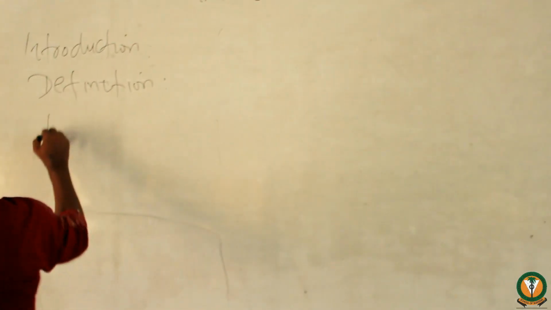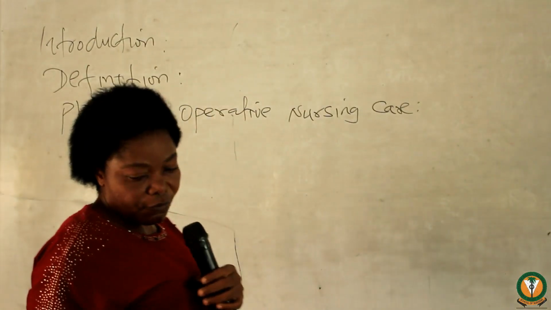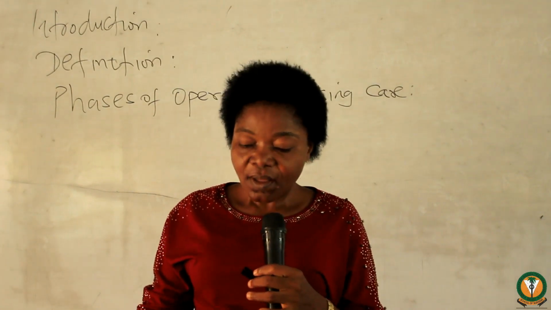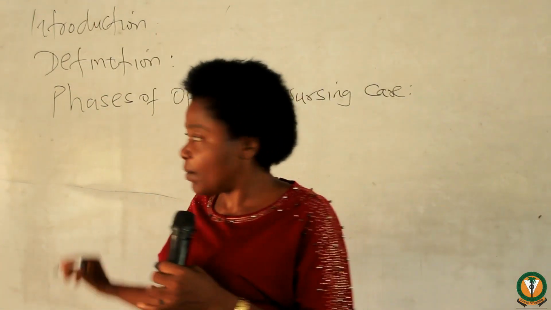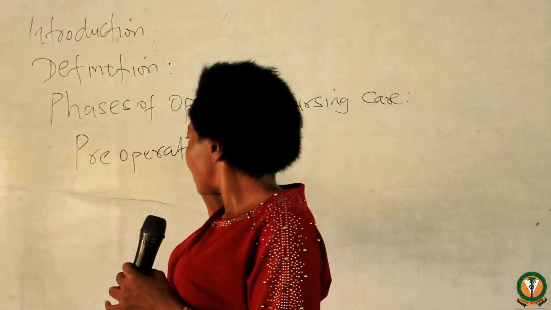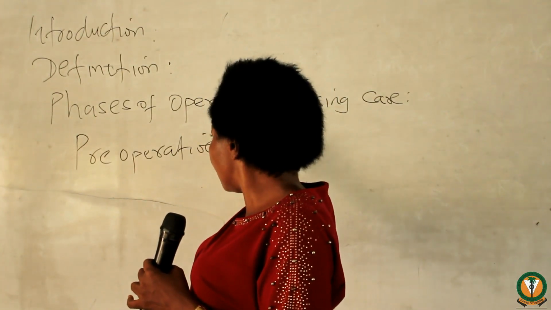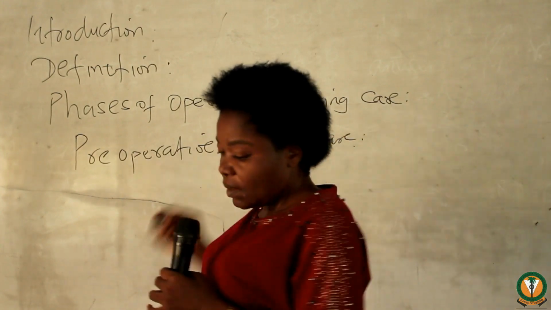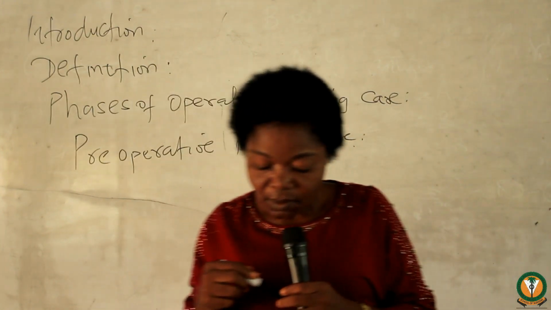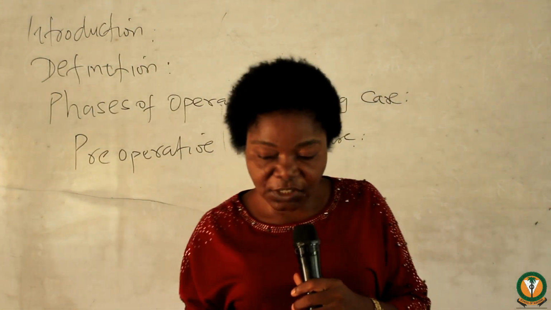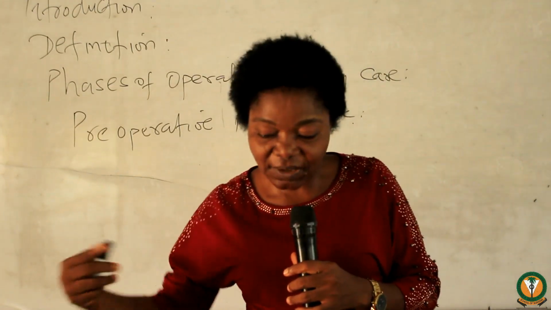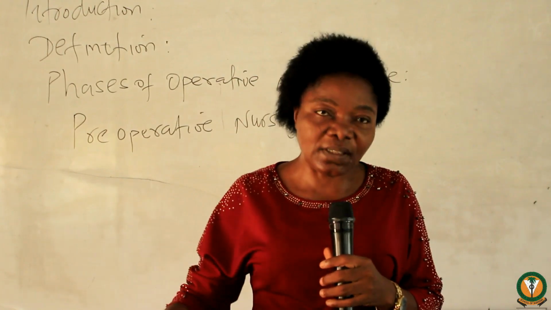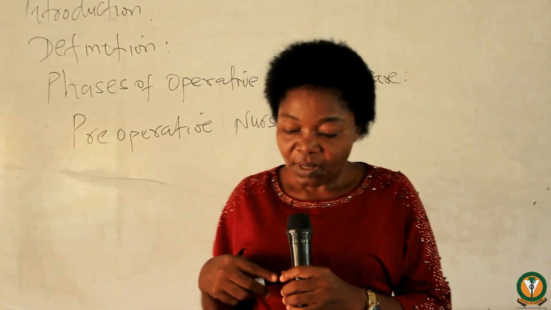Phases of operative nursing care include, number 1, pre-operative nursing care. This is the time from when the decision to do the surgical intervention is taken, and it ends with the transfer of the patient to the operating table.